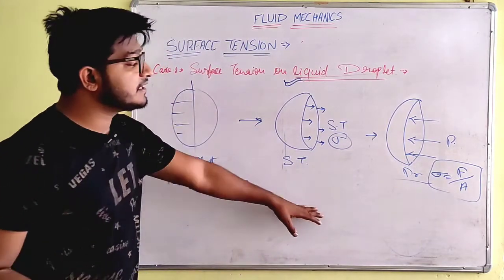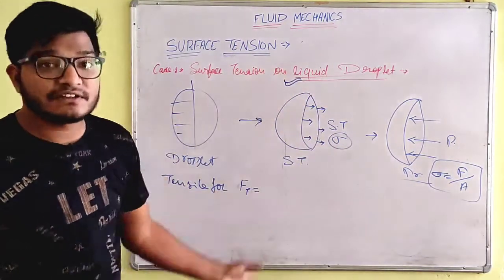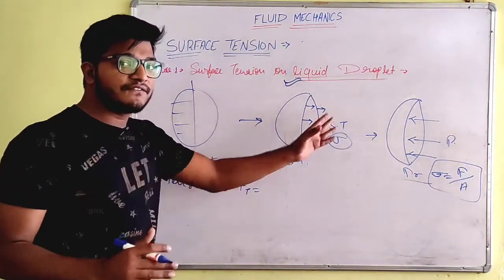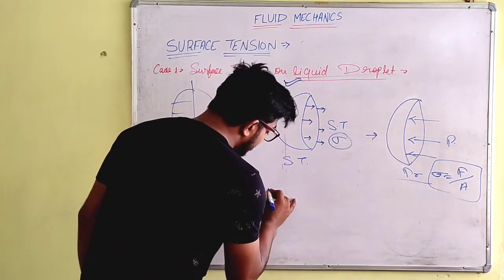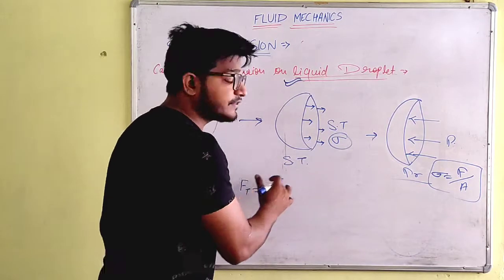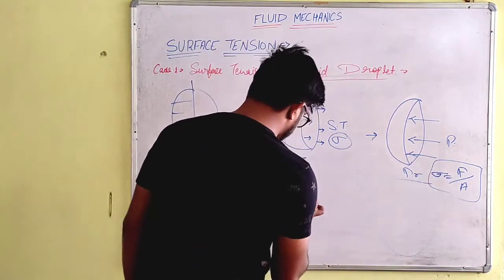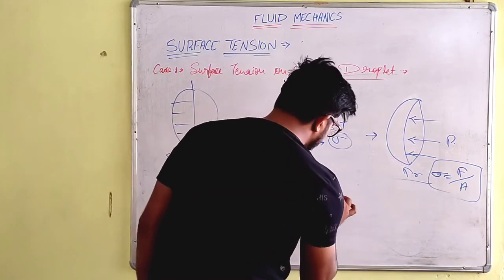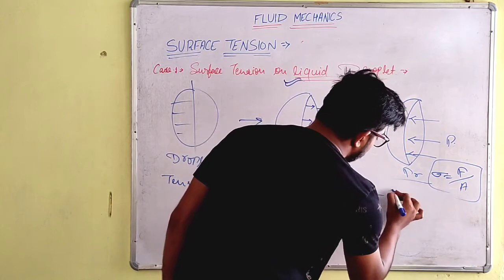Since it is acting on the circumference, what will be the area? The circumference of the circle is pi d, into sigma. So Ft is equal to sigma pi d, which is equation 1.